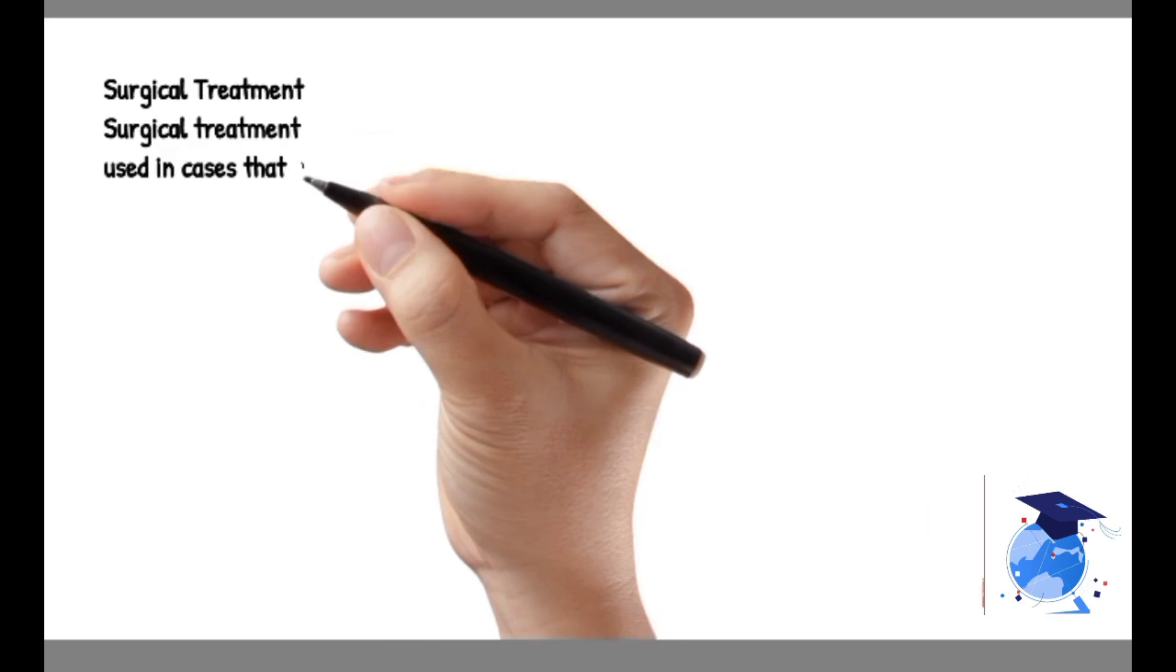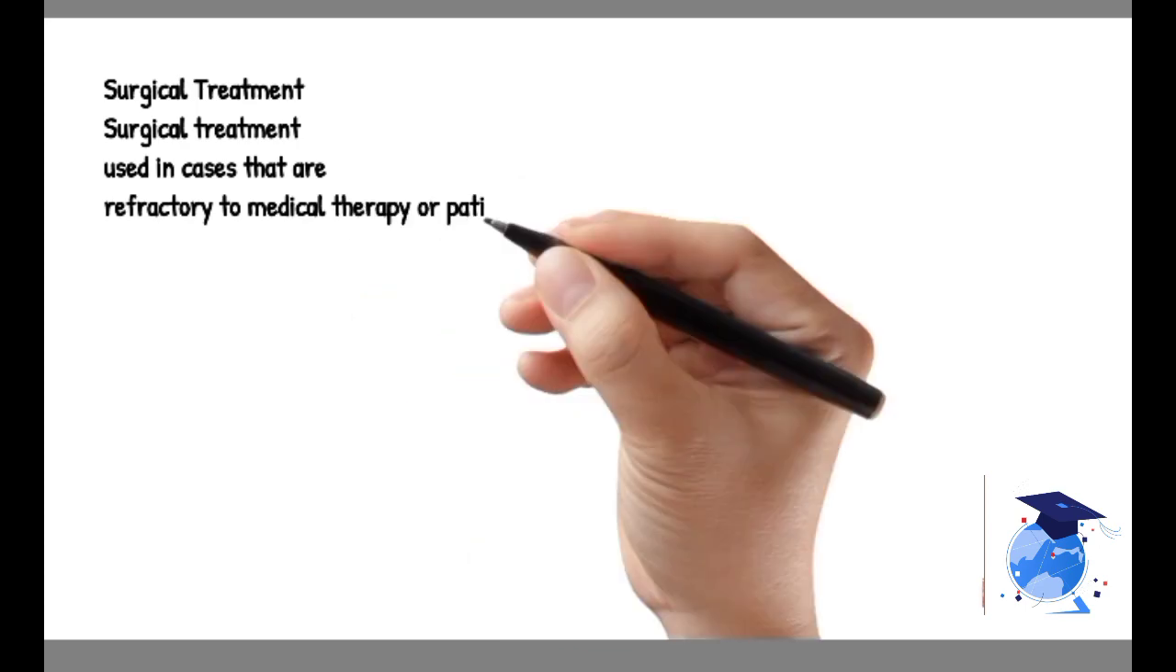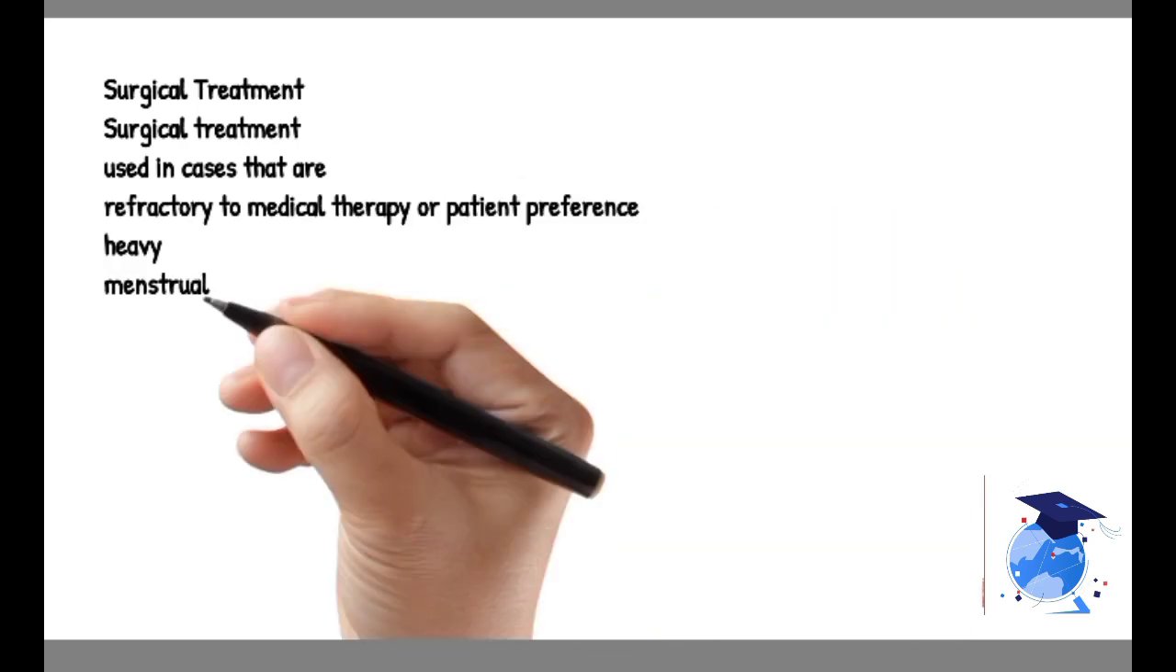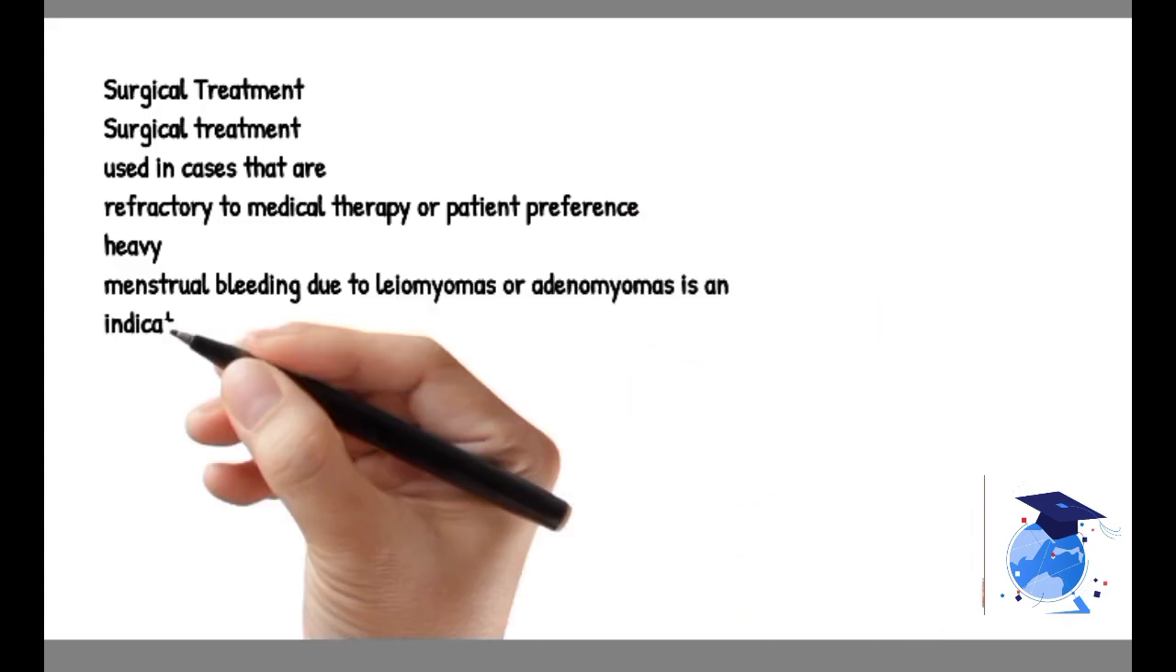Surgical treatment options should be used in cases that are refractory to medical therapy or if it is the patient's preference. Remember that heavy menstrual bleeding due to leiomyomas or adenomyomas is an indication for surgery.